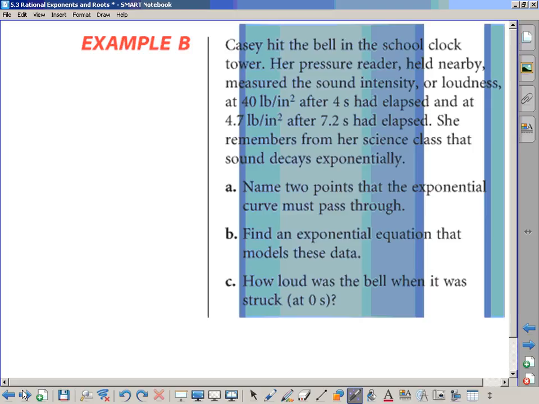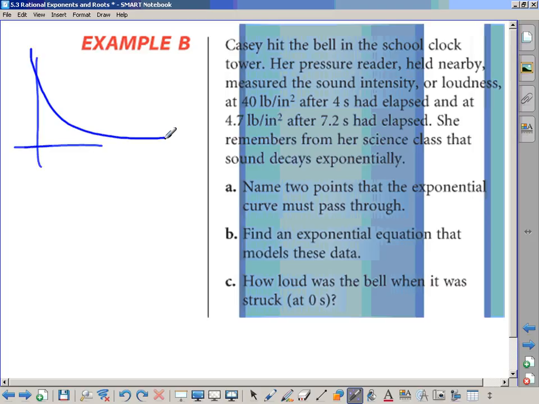Casey hit the bell in the school clock tower. Her pressure reader held nearby measured the sound intensity or loudness at 40 pounds per square inch after 4 seconds had elapsed, and at 4.7 pounds per square inch after 7.2 seconds had elapsed. She remembers from her science class that sound decays exponentially. So we know that our graph will be of exponential decay and look like that.